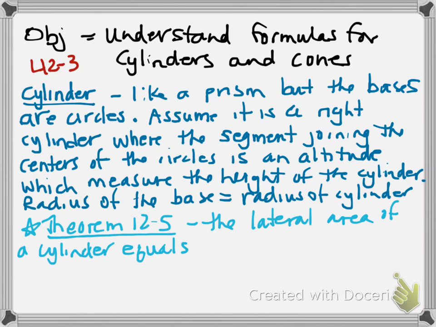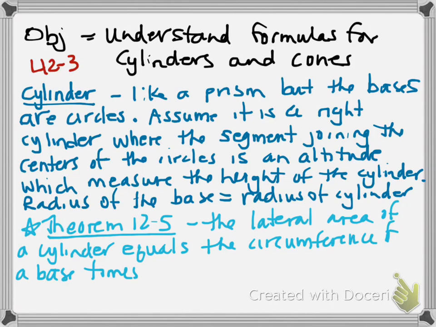Now this one doesn't have an area of the base, or perimeter of the base, because we don't have perimeter of circles. What do we have of circles that's like a perimeter? Circumference. So what we're going to do is take the circumference and multiply it by the height. Okay, so same formula. So it's going to equal the circumference of the base times the height of the cylinder.